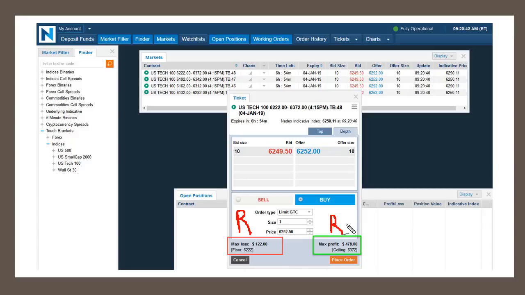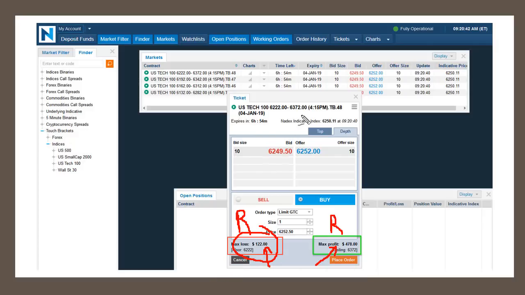This is your risk, this is your reward. In this case, you can see you're risking $122 to make $478. If we divide that out, you have a risk to reward ratio of about 1 to 4. It actually comes up to 3.92, but if you average up, it's 1 to 4. So you're entering, and on entry, you have a total risk of $122.